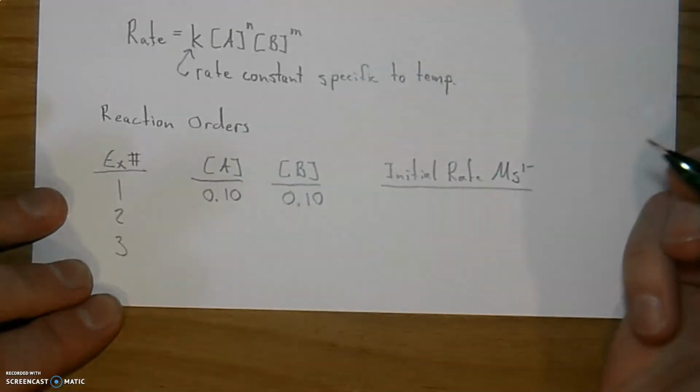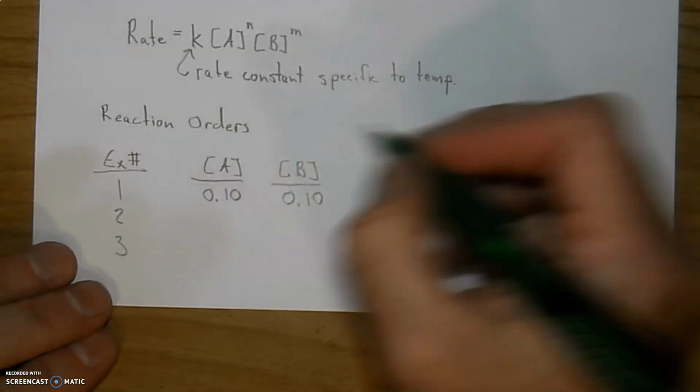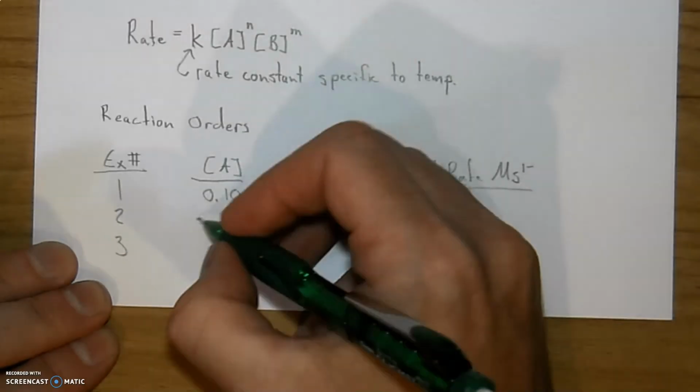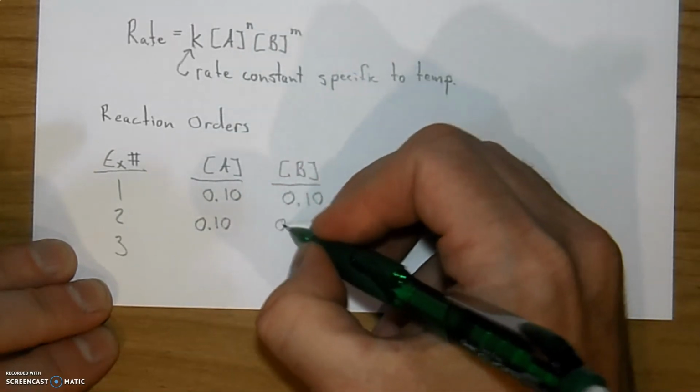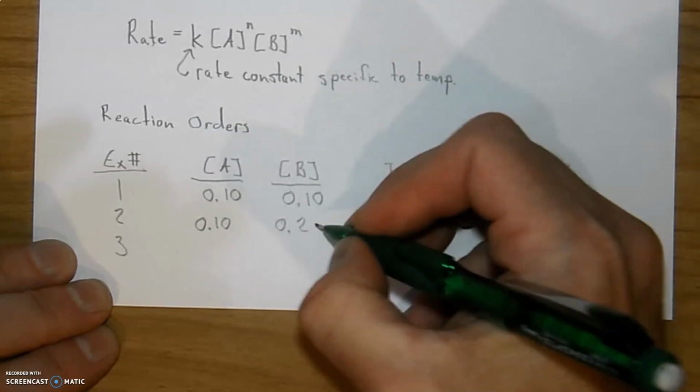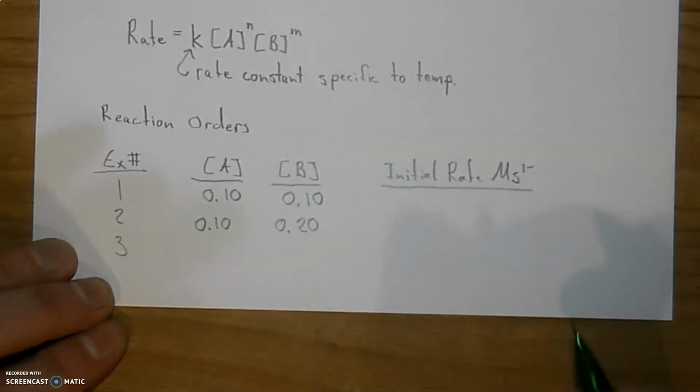Now, like any good experiment, I can only change one variable at a time. So in this case, I'm going to keep A the same, but I'm going to double the concentration of B for that reaction. I know I haven't put these in here. I'll put them in a second.